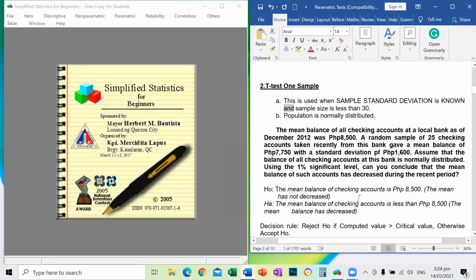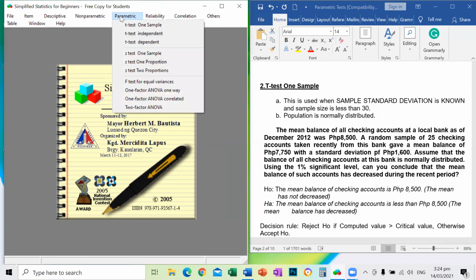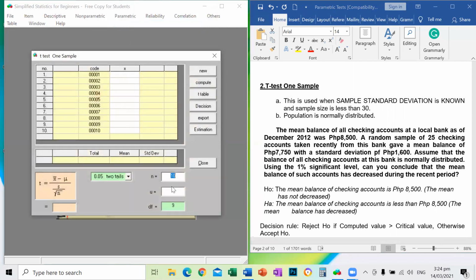Okay, so the problem is given as: the mean balance of all checking accounts at the local bank as of December 2012 was 8,500. So this is your population mean. Let's open the parametric tests and then Ttest One Sample. We can enter it here: you have 25 samples and your population mean is 8,500. Take note, there is no cell here for population standard deviation because we're using Ttest One Sample. The data given is your sample standard deviation.